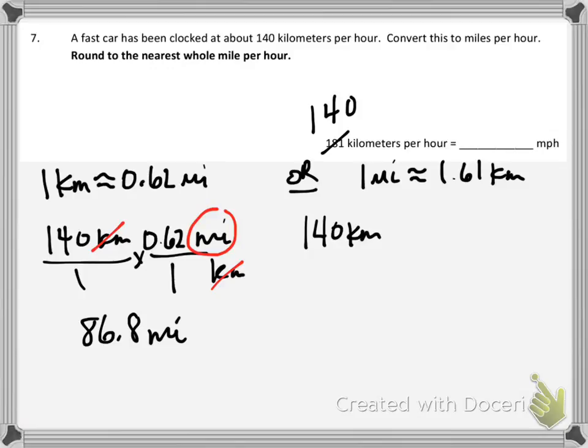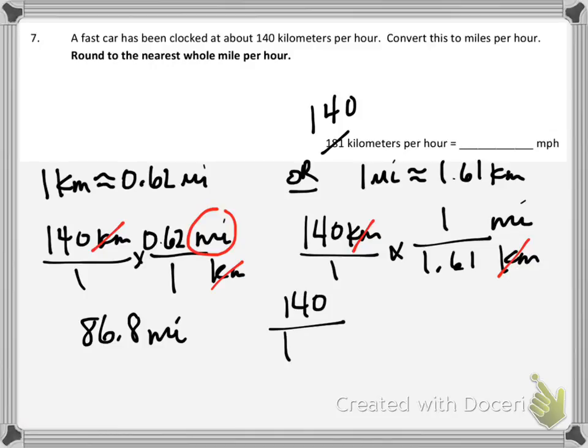In the other problem, you're going to start out the same way, 140 kilometers over 1, but this time, again, we want to keep the kilometers in the bottom because we want those to simplify, and 1 mile is equal to 1.61 kilometers. Those nicely simplify out. We do our math. Instead of multiplying, we're going to be dividing 140 divided by 1.61, and we're going to end up with 86.96 miles. So a little bit different.